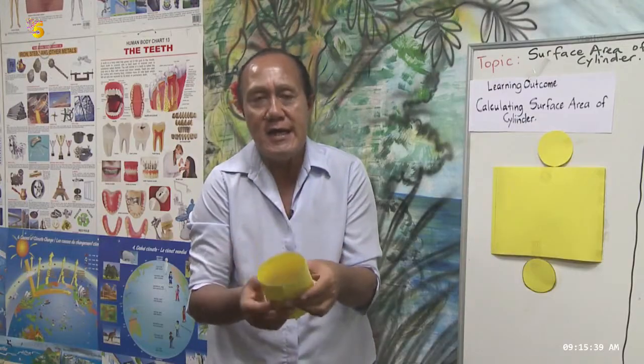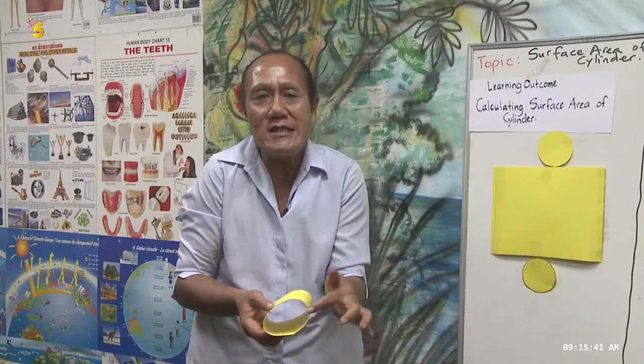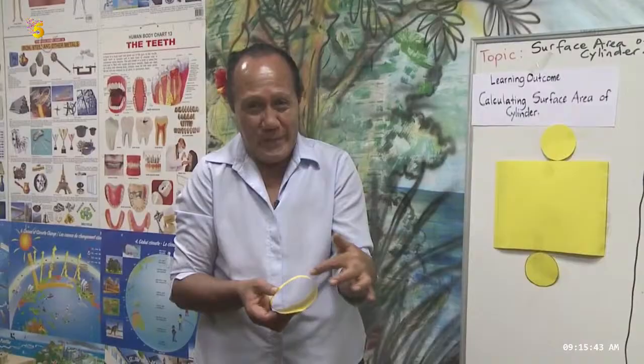This length, when you wrap it around like this, it looks like the circumference of a circle. Are you following, children? Okay.